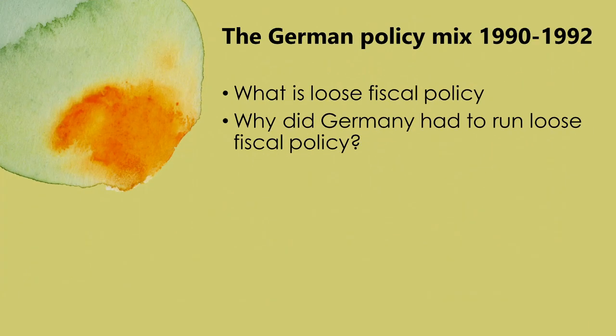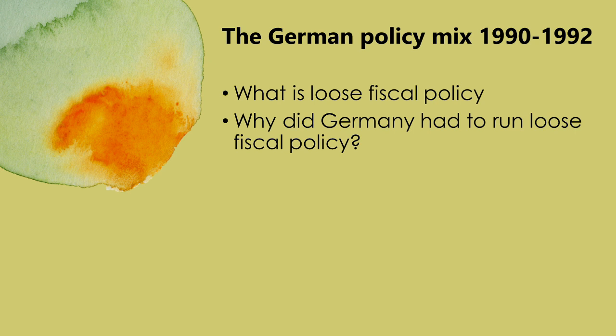So the last thing I want to talk about is the German policy in 1990 and 1992. So what happened to this policy? When East Germany and West Germany were reunited in 1990, the West German government accepted an obligation to raise the living standards of Eastern Germany. But the problem is that Eastern Germany didn't really have great infrastructure to begin with.